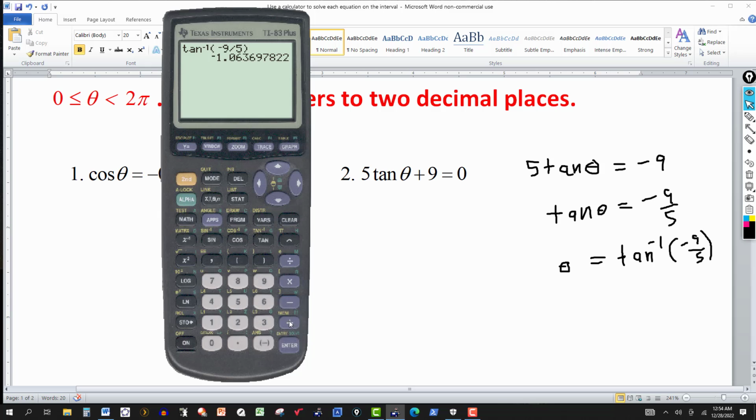So let's add pi to that. I get 2.077 and so forth. That's an answer. That's in the interval. So one answer, the solution to this equation, is 2.08, rounding out to two places.